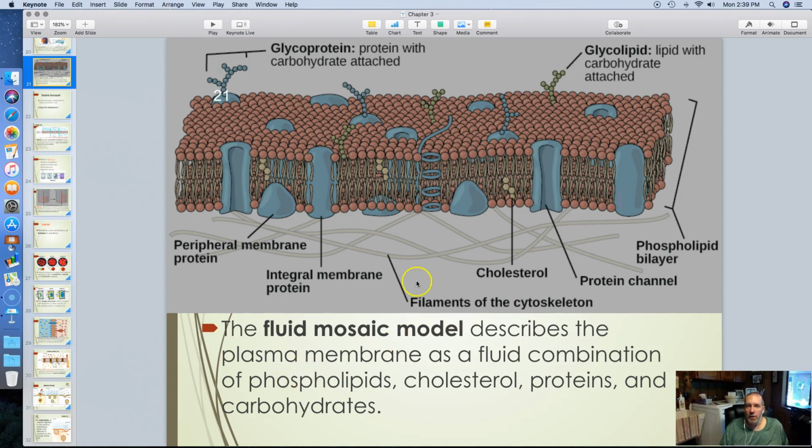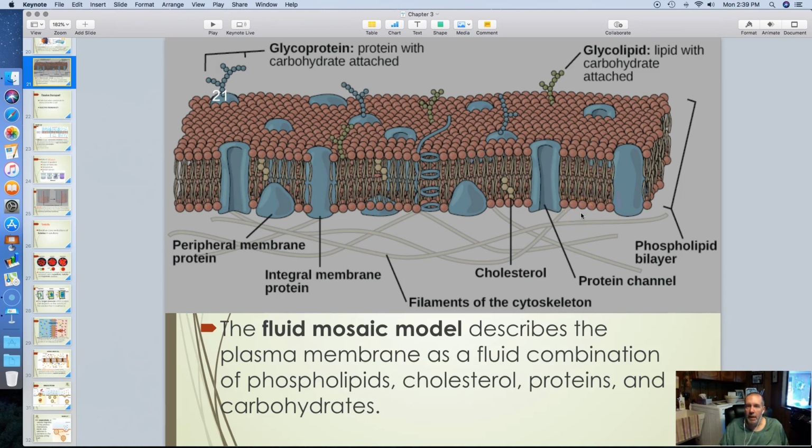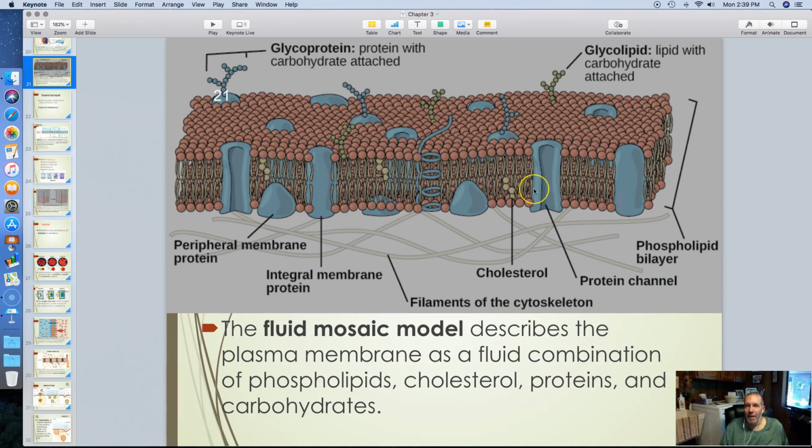So again, phospholipids make up the two layers here, the head and the tail part facing out from each other, a phospholipid bilayer. Again, our body does need cholesterol to function properly. Too much is bad, but our body does need cholesterol. And then, of course, there are proteins and carbohydrates all embedded in there, and they all have a variety of functions or roles that they play.